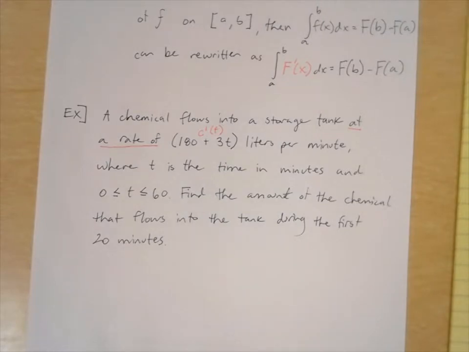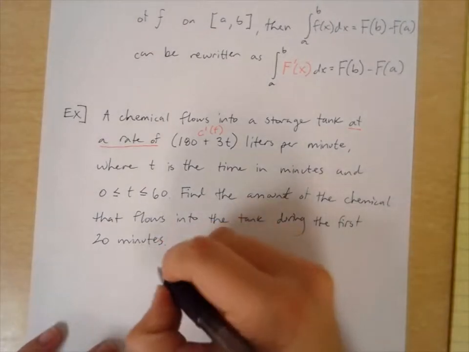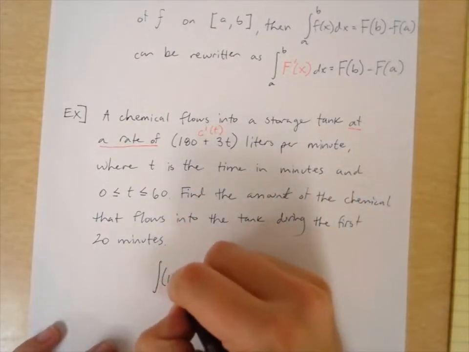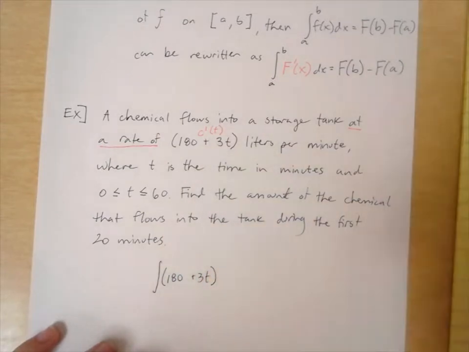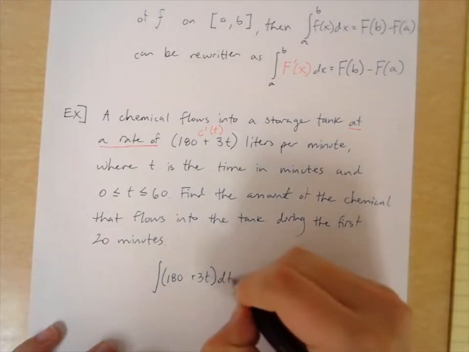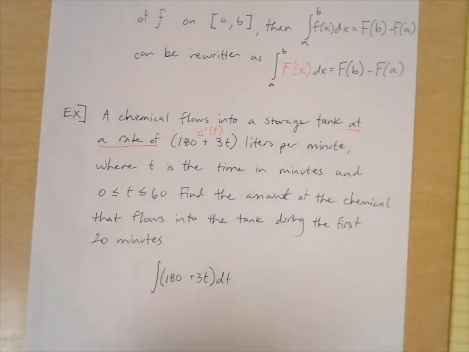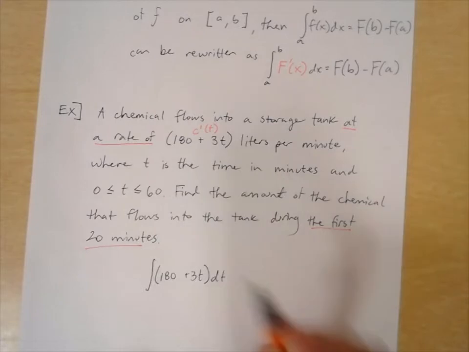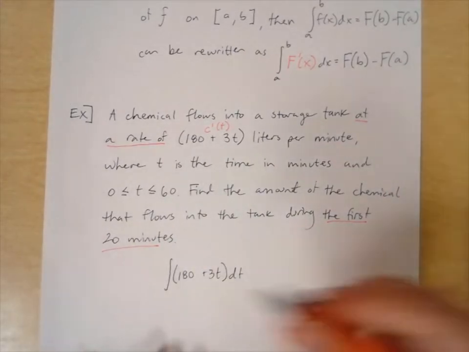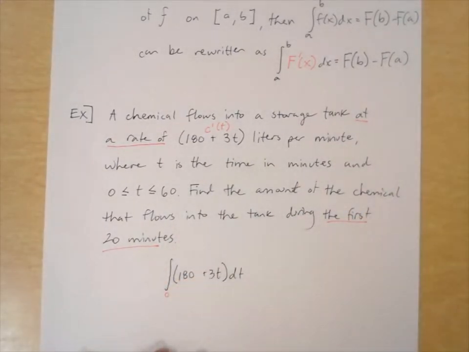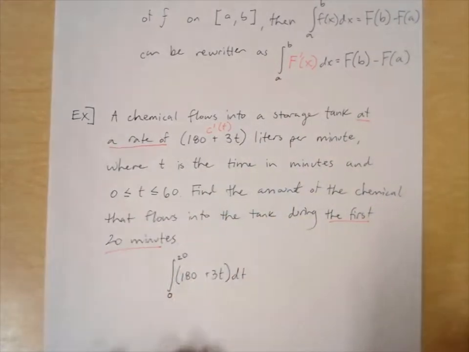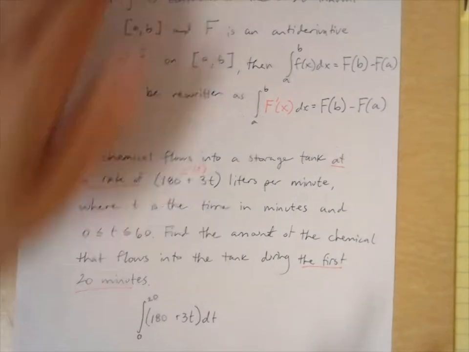And what we also know is that we have that net change theorem, which says we can set up an integral using a derivative. So we can say of 180 plus 3t, and we're integrating with respect to t. And they also gave us an interval over which we should integrate, and they said the first 20 minutes. So that means I'm interested from when t is 0, to when t is 20. And I can go from here and I can just integrate this.